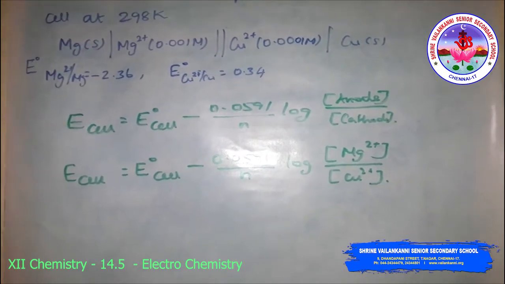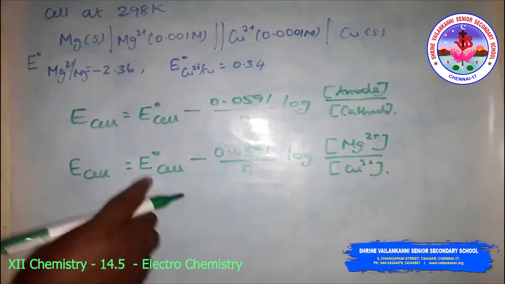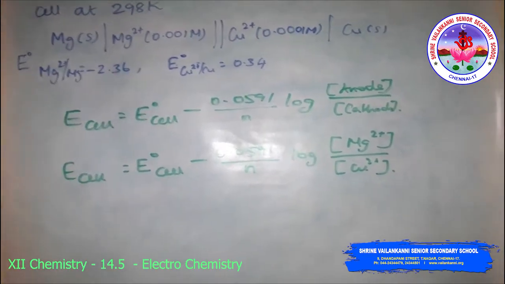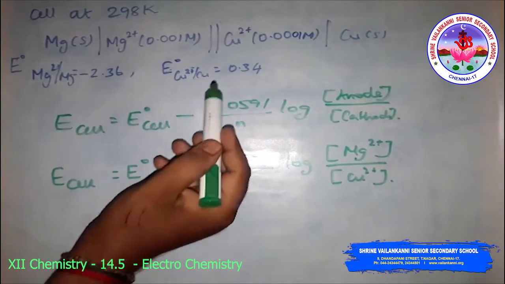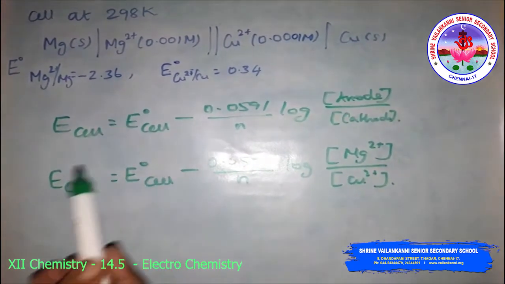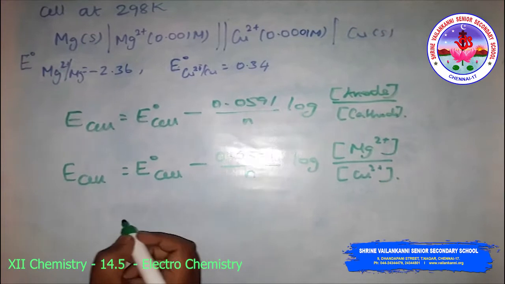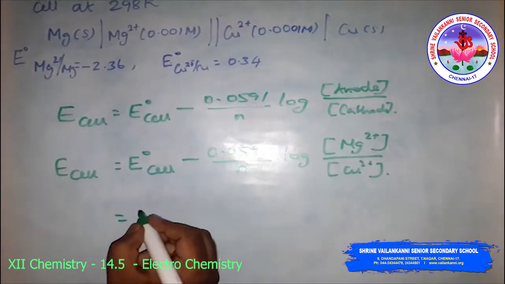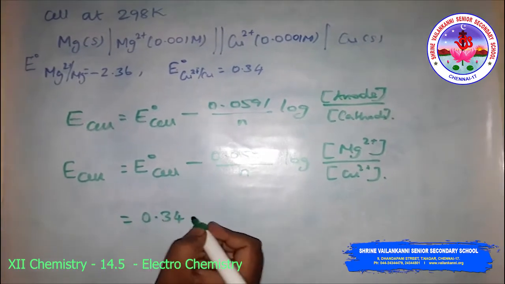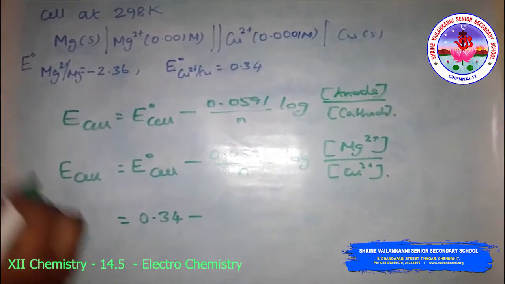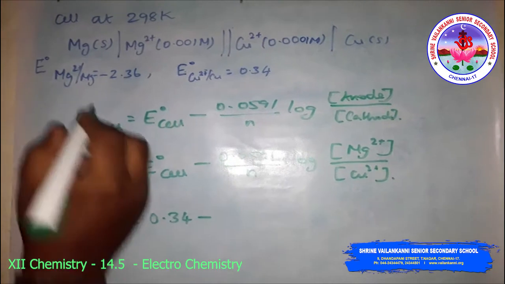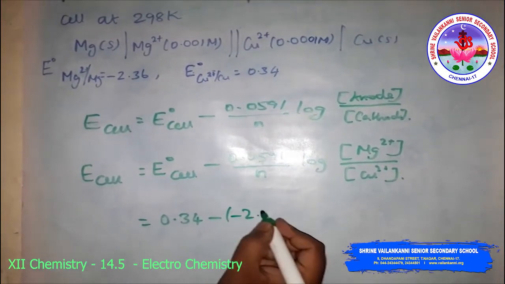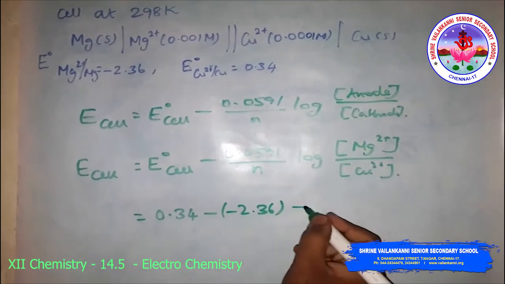Now you have to find out the E naught cell. This is the E cell, this is the E naught cell. The E naught cell value is given by E cathode minus E anode, as we already saw. So E naught cathode is 0.34, and minus the anode, Mg2+, the value is minus 2.36.